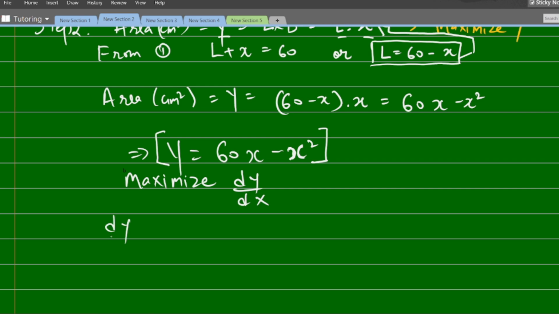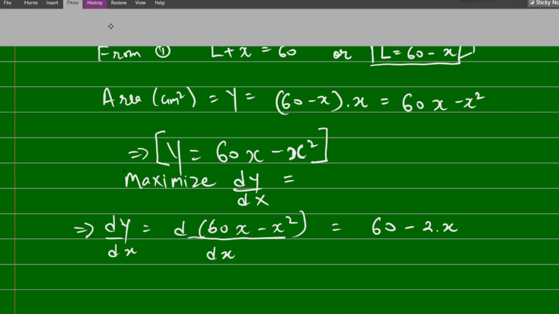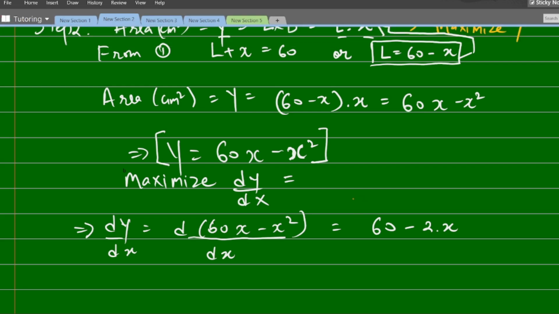So here dy by dx will be d of 60x minus x square by dx, which will become 60 minus 2x, since the differentiation of x square is 2x, 2 will come down. Because we want to maximize, dy by dx should be equal to 0. Let me use another color. This will be 0.